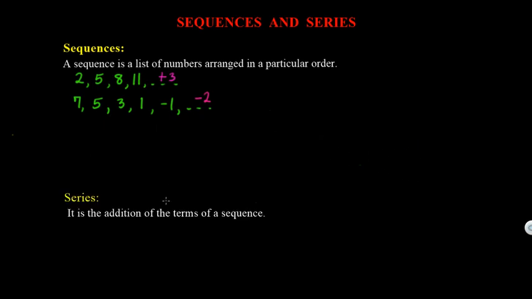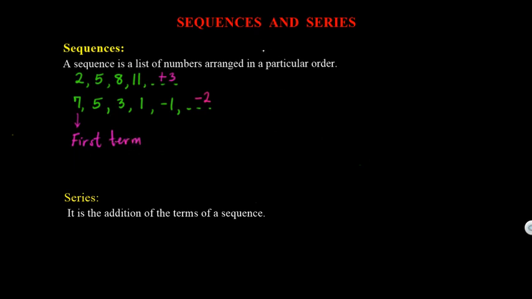A series is the addition of the terms of a sequence. By terms, we mean each of the numbers in a sequence is what we call a term. The very first number in a sequence is called the first term.